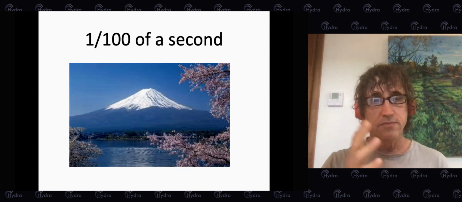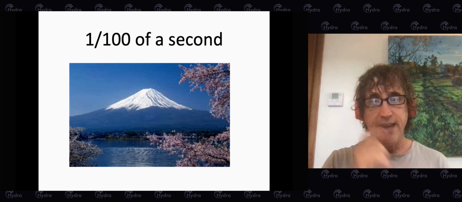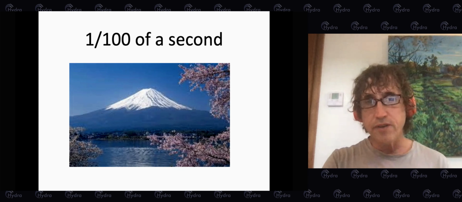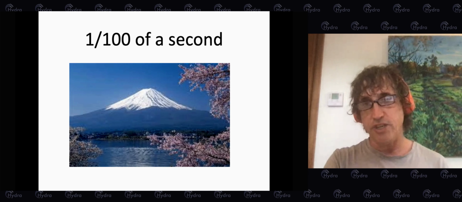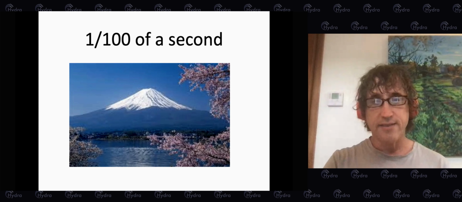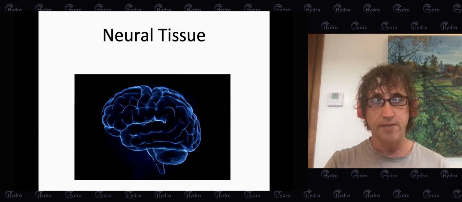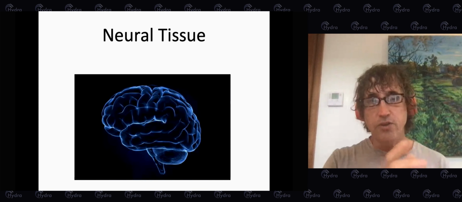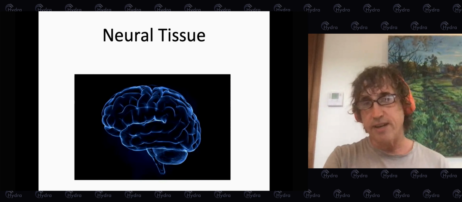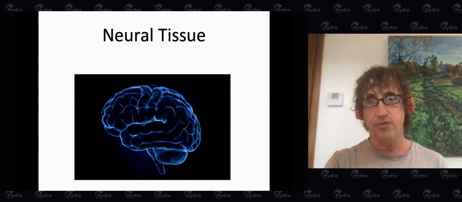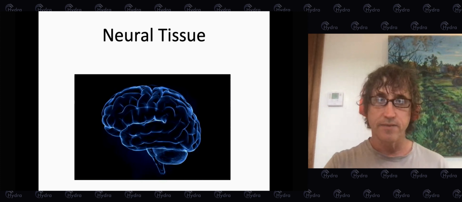Cool. So here's a photo. It takes you about 1/100th of a second to determine that this is Mount Fuji, if you've ever seen Mount Fuji. So this is Mount Fuji in 100th of a second. How do you do that? How do you recognize it so quickly? Well, you do it using your brain. Neural tissue. Something is going on in this neural tissue that enables you to do this kind of recognition of images extremely fast.